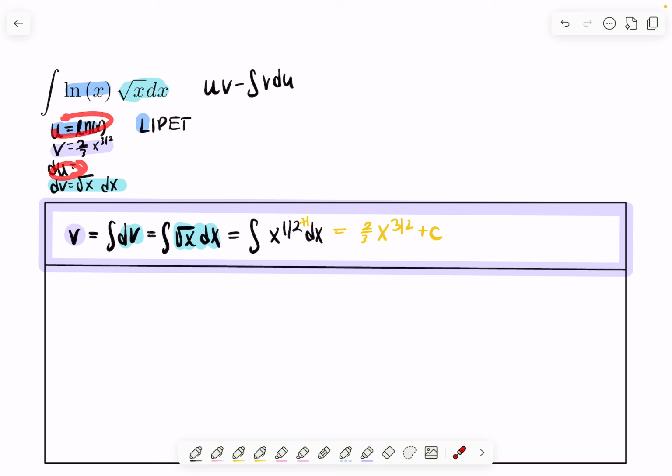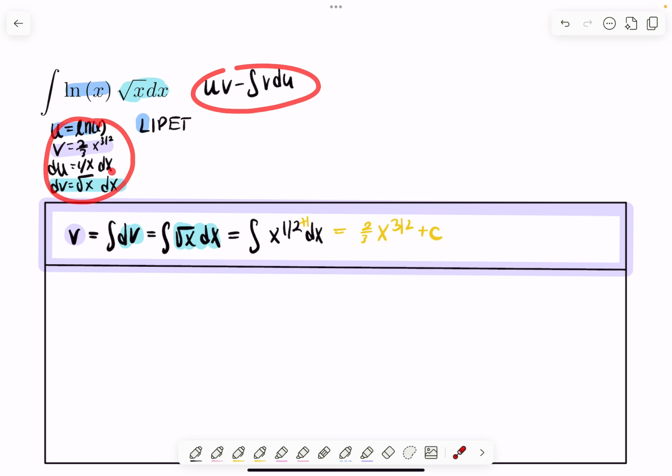And then du is the derivative of u, which is 1 over x times dx. So remember, your bottom two should always have d and then whatever the variable is in your problem, which is x. Now we have all of the components that we need for our formula, so let's go ahead and plug them in.